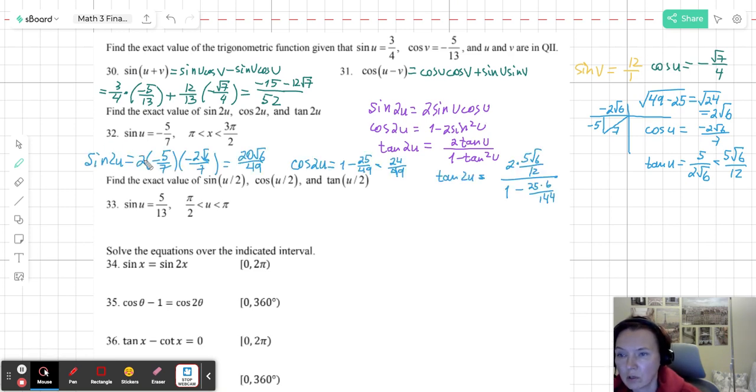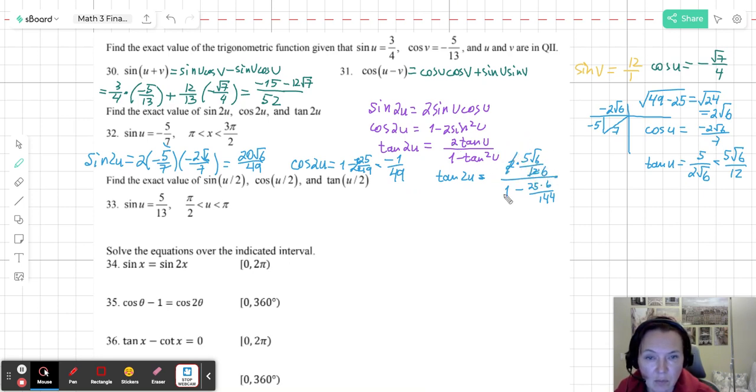For sine 2u, you're going to get 2 times the sine, which is -5/7, times cosine of u. You simplify it to this value. For cosine of 2u, I used this formula. You can use either one of those. There are 3 total. So it's going to be 1 minus 5/7 squared. Oh, that should have been 2, so I should have multiplied it by 2, times 25. That is going to change my answer a little bit, because now I am subtracting 49 minus 50, so that's -1/49. For tangent of 2u, it's 2 tangent u, so 2 times 5 root 6/12.